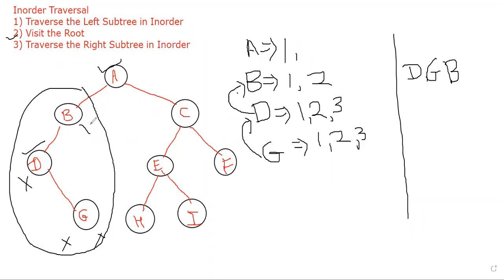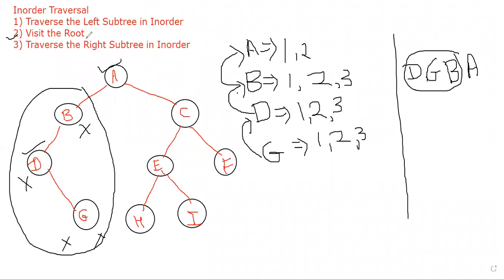Then we can go for the third one, traverse the right subtree. But the right subtree is empty. That's why we backtrack and come to A. So the second step for A says to visit the root. Here we can find out that whatever is in the left subtree will be to the left of A, and whatever is in the right subtree will be to the right of A.